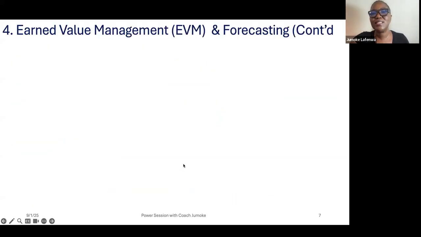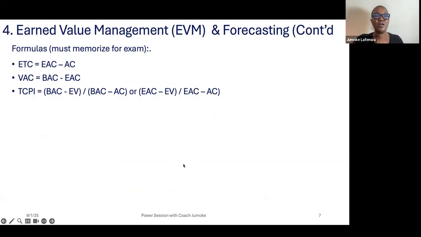Then the next slide is a continuation. Formulas that you must memorize for the exam. Estimate to complete. You have started the project and you are at this point and you want to find how much we need for the remaining part of the project. You can use estimate at completion minus actual cost, or you use variance at completion equals budget at completion minus estimate at completion, or you can use the to-complete performance index formula. For those that don't like maths, I know you are frowning now, but you'll be fine.